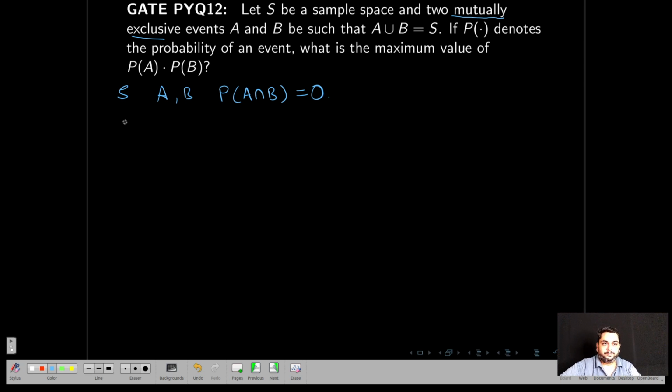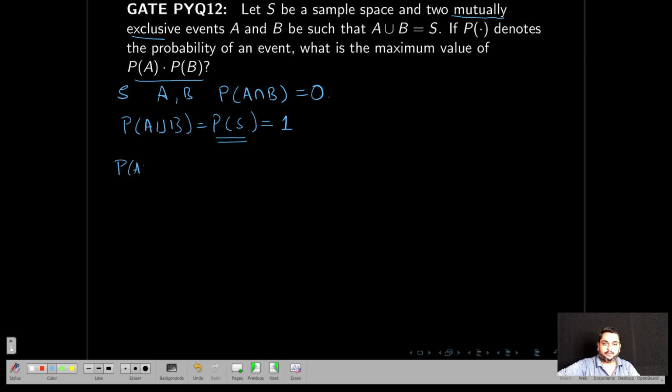Then they are saying the probability of A union B is equal to the probability of the sample space itself. See, what is the probability of the sample space? The sum of all the outcomes, that is 1. That is the axiom of probability theory, right? Then if P denotes the probability of an event, what is the maximum value of P(A) into P(B)? So how will you find P(A) into P(B)?